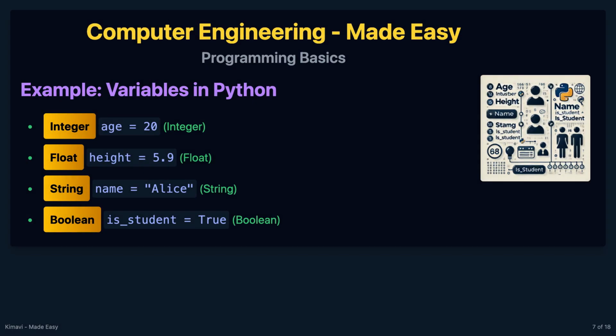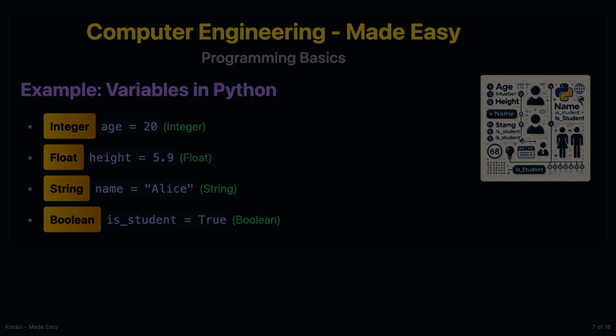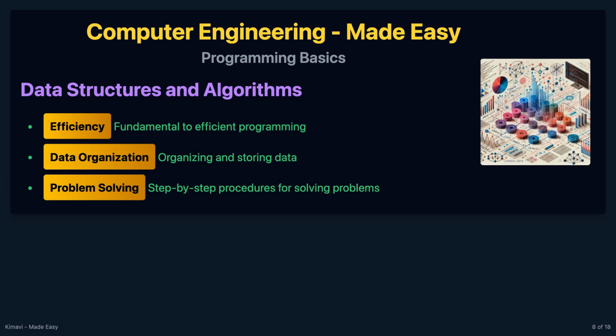The variable age is an integer with a value of 20. The variable height is a float with a value of 5.9. The variable name is a string with the value Alice, and the variable isStudent is a Boolean with the value true. Data structures and algorithms are fundamental to efficient programming.